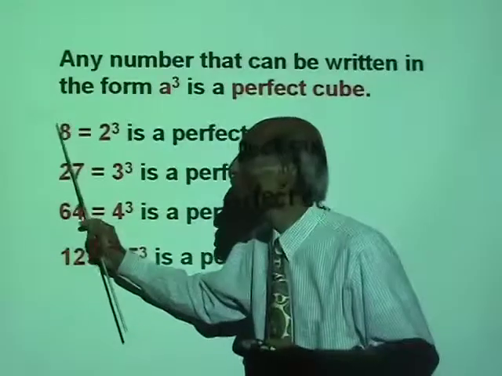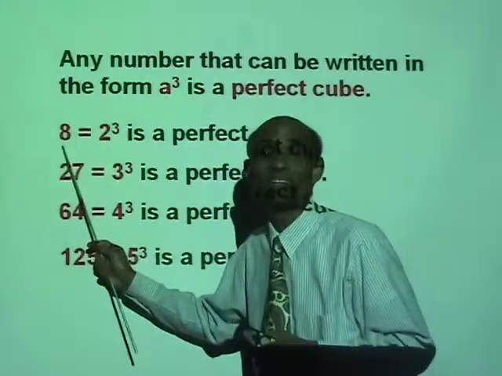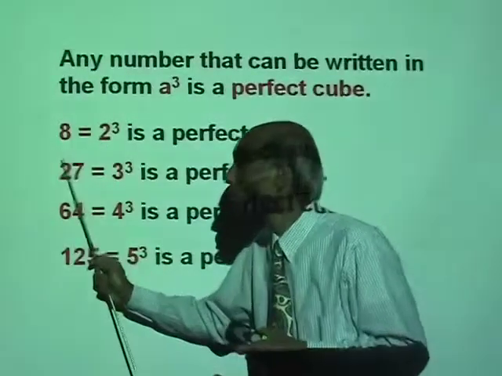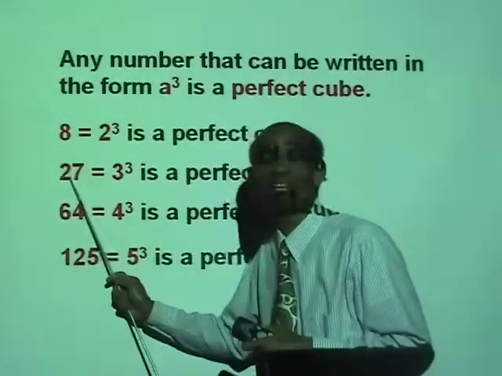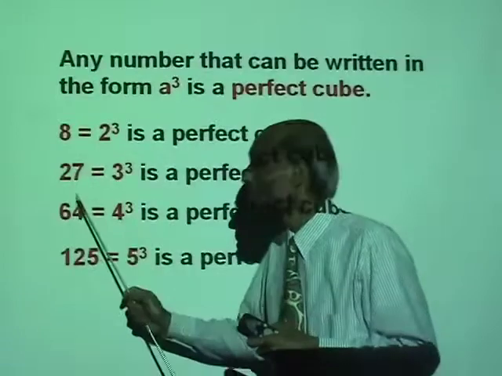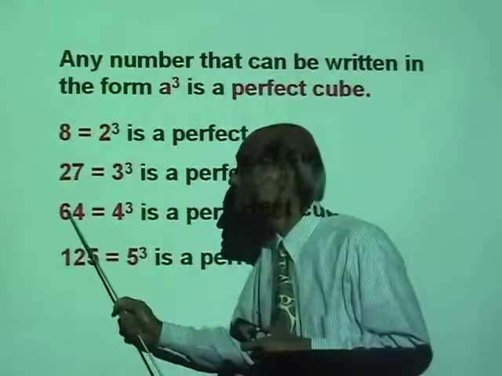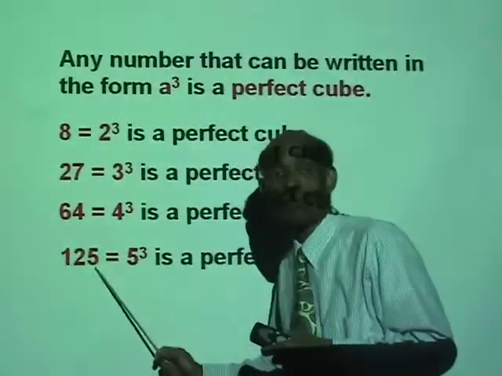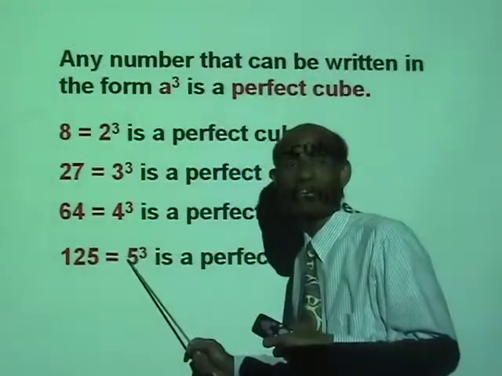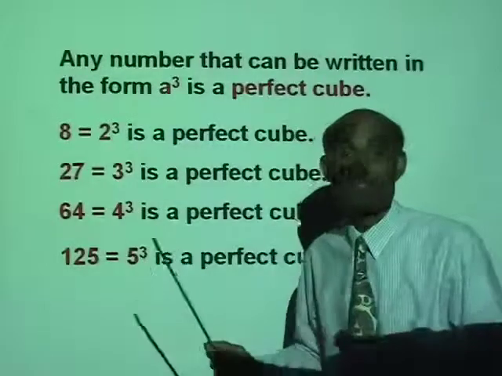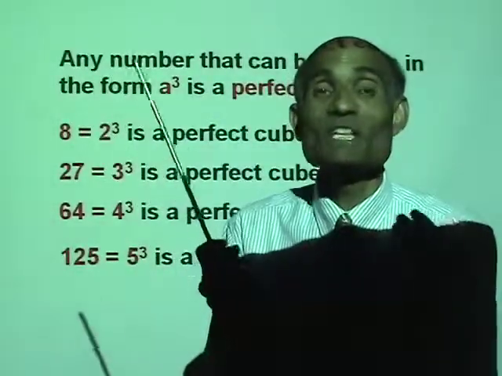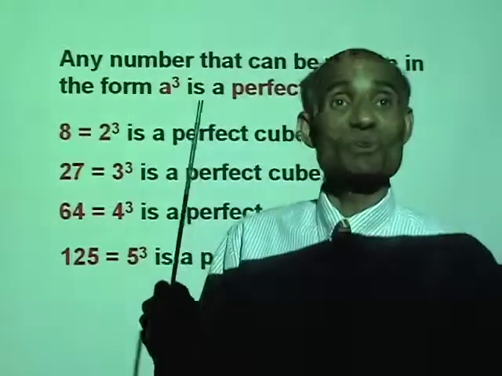Tell me, what is the cube root of 8? The cube root of 8 is 2. The cube root of 27 is 3. The cube root of 64 is 4. The cube root of 125 is 5. So, if you have your perfect cubes, it is easier to find their cube roots.